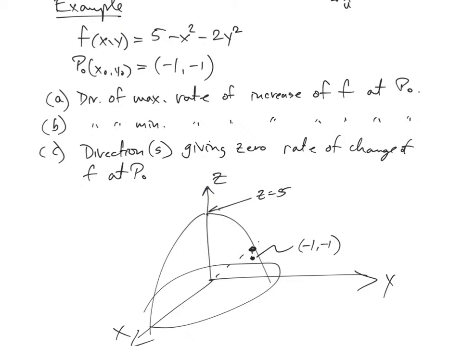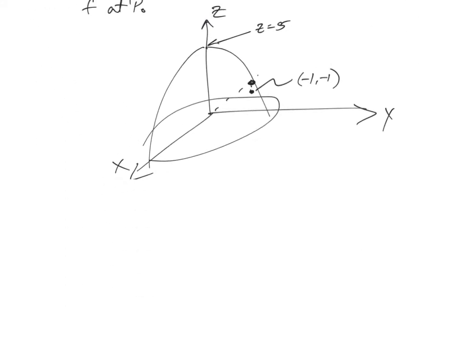for the function to increase most rapidly? Which way is uphill? Well, that's obviously this way. Which way is downhill? It's this way. 0 is going to be going along the side of the hill, something like that. So we already kind of know the directions, okay? But we can use the actual directional derivative, right?